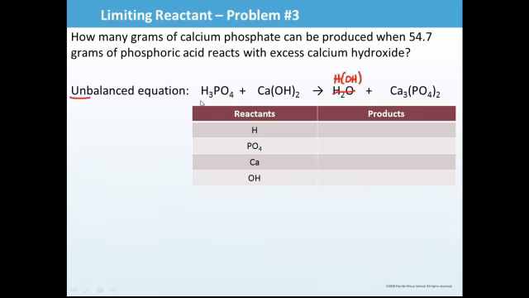Welcome back. On the left side, I see that we have 3 hydrogens. We have 1 phosphate group, one calcium, and we have 2 hydroxides. As products, we have 1 hydrogen, 1 hydroxide, 3 calciums, 2 phosphates. Again, balancing was from lesson 4.02.